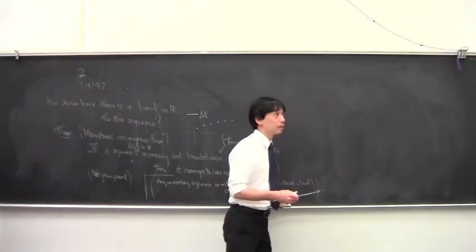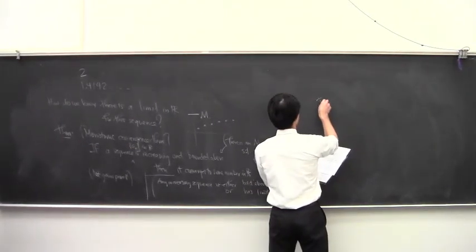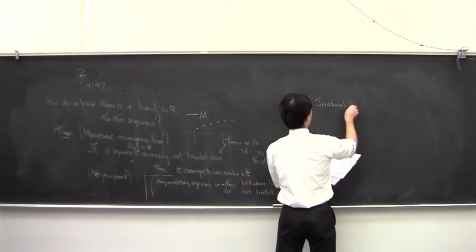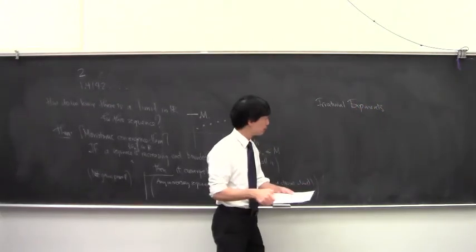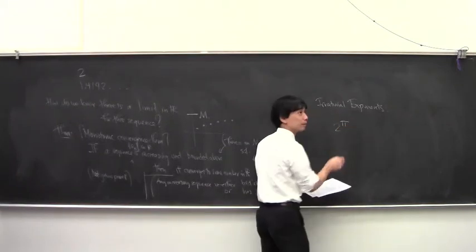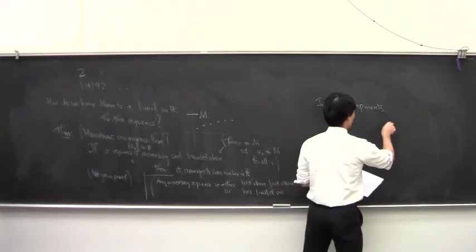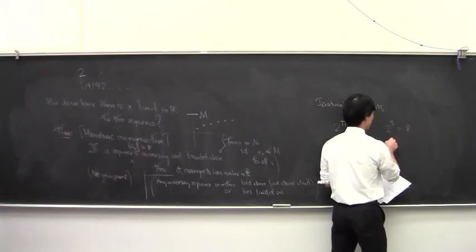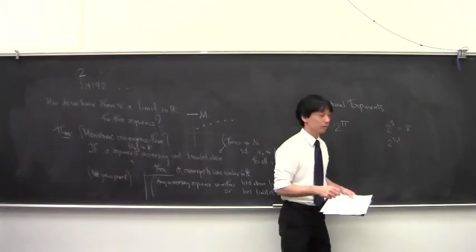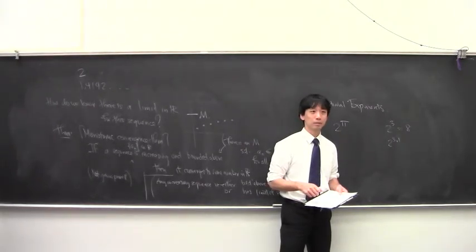I may as well talk about 2 to the pi, about irrational exponents at this point, because it makes sense, and we have probably enough time to do it. What's 2 to the 3? Well, you know what 2 to the 3 is, it's just 8. What's 2 to the 3.1? If I asked you, how would you calculate it? What does that mean to you?